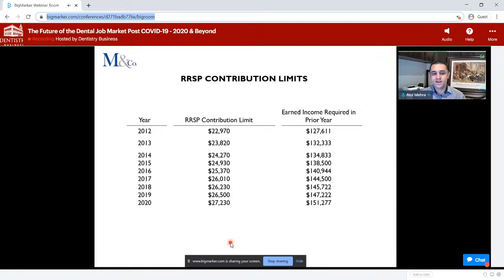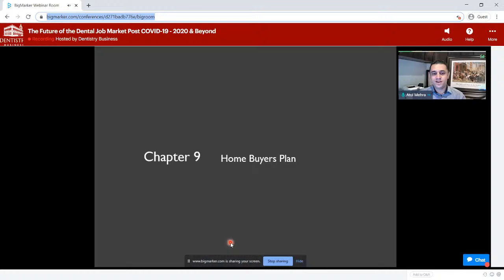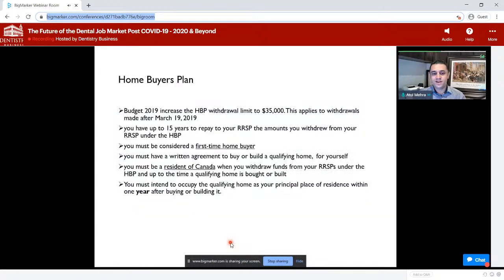Just for your own personal knowledge, find out how much room you have, so that you can use that as a planning point. And the best way to do that is to register for My Account at the Canada Revenue Agency website and get access to your own account, so you can see which tax returns are filed and that all your stuff is up to date. That leads us into the Home Buyers' Plan.